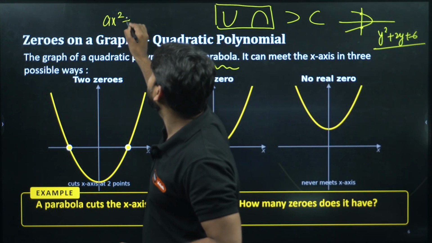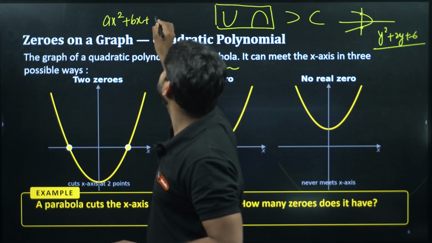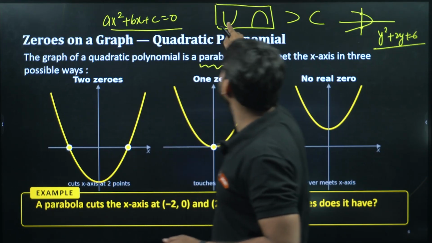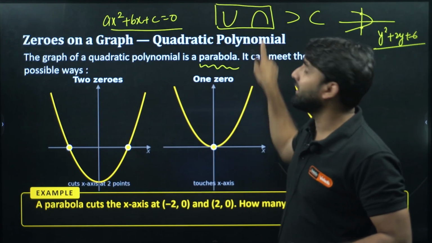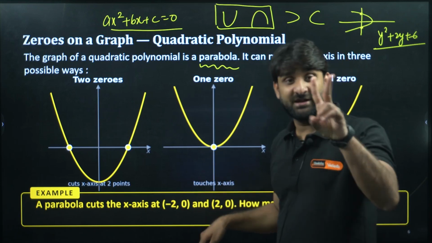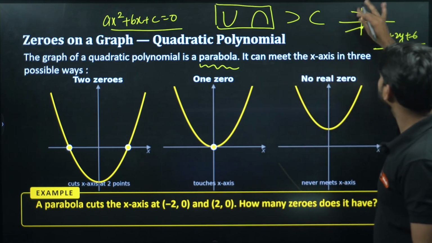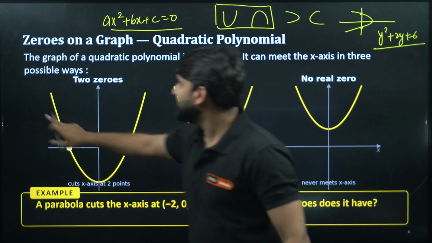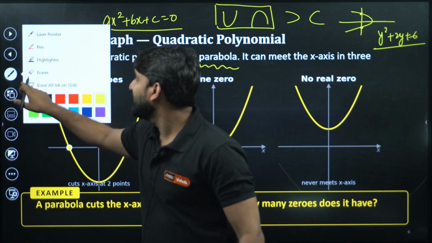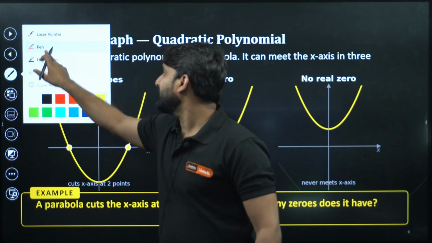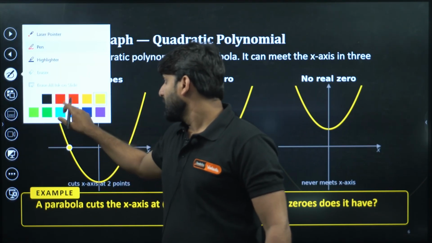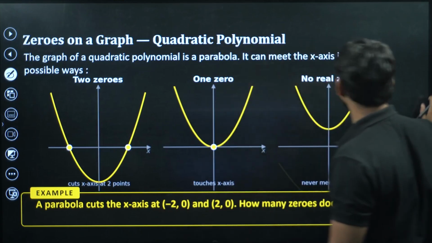But here we are talking about a quadratic polynomial, and we are writing the quadratic polynomial in terms of x: ax square plus bx plus c is equal to 0. So we generally prefer these two, because these two parabolas will be intersecting the x-axis at 2 points. So we generally ignore these others. Okay, so let me erase this because it may be confusing for you all. Okay, so look at the three possibilities.